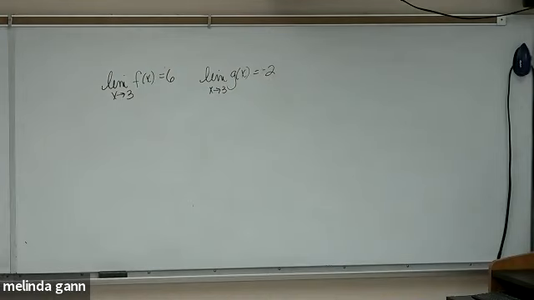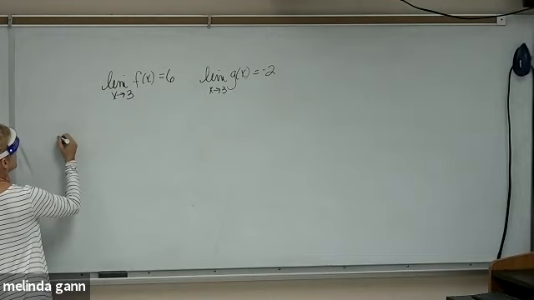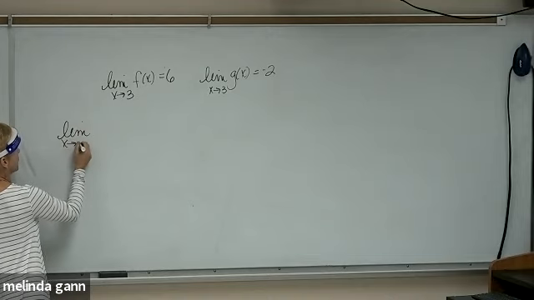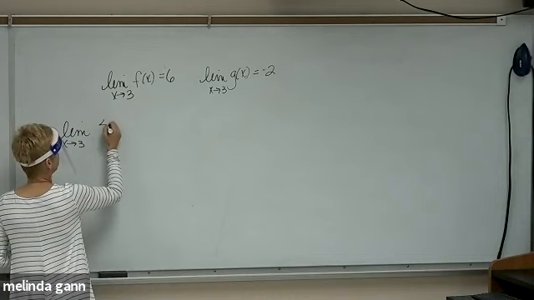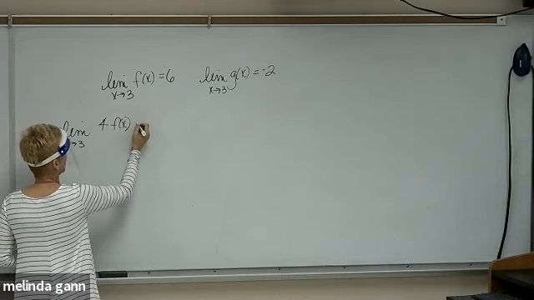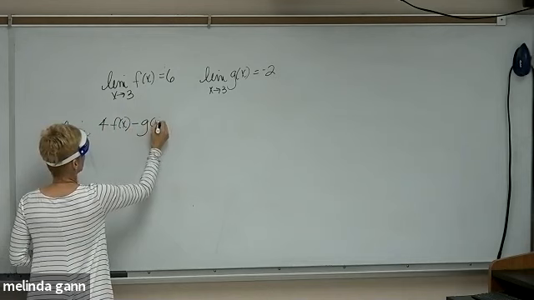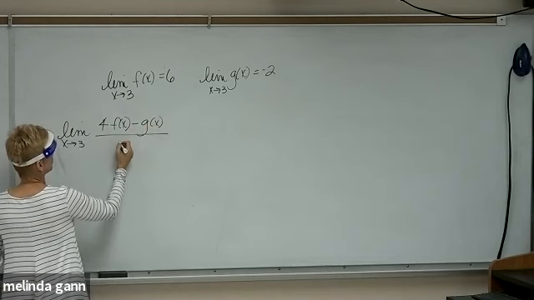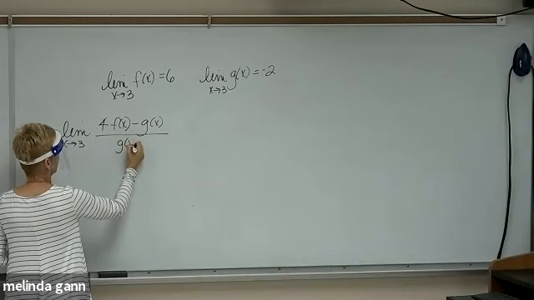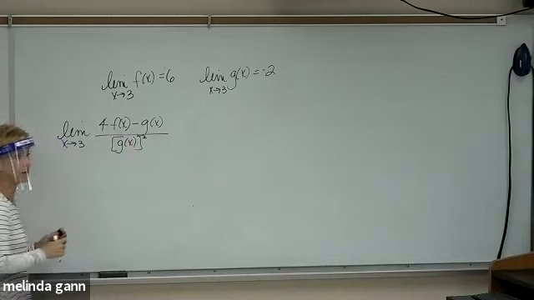Do you know anything about f of x? No. So you don't know if it's a polynomial or a radical. You don't know what it is. All you know is the limit of that function. As you get close to 3, the answer is what? 6. So I could say, find this for me. Find the limit as x approaches 3 of 4 f of x minus g of x divided by g of x squared or something. Is everybody with me?